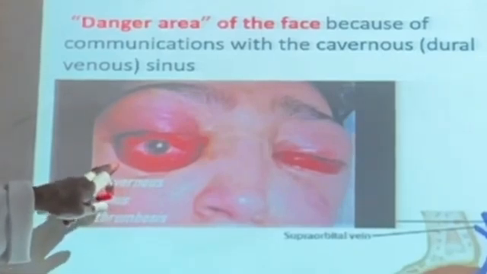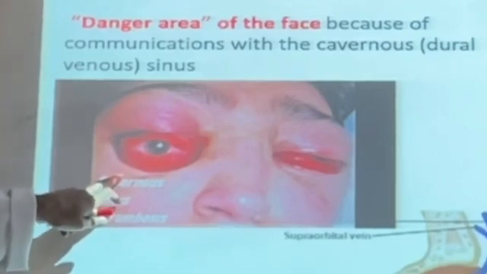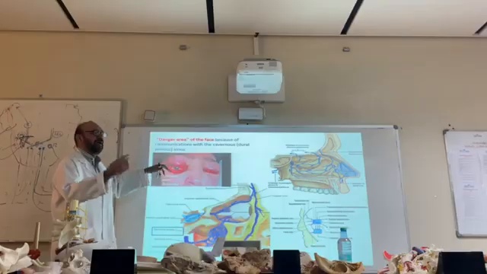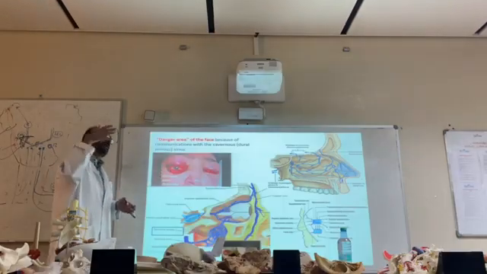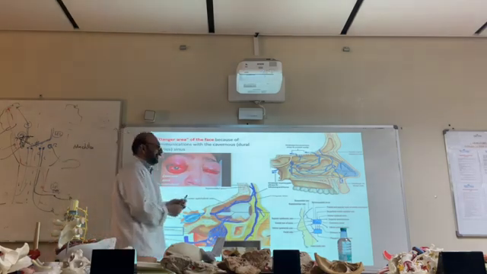Very horrible look. He is unconscious, maybe comatose. The pupils are not reacting, maybe. And then we have, because with the cavernous sinus, we have many cranial nerves crossing through on the outer side. So this is very important.